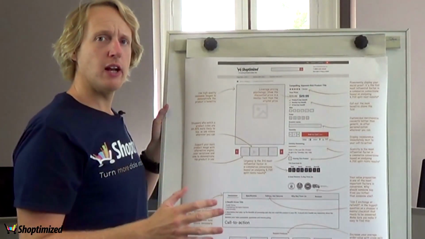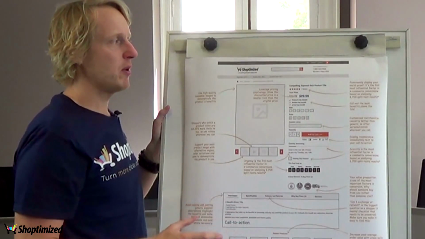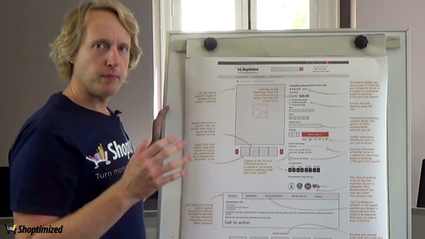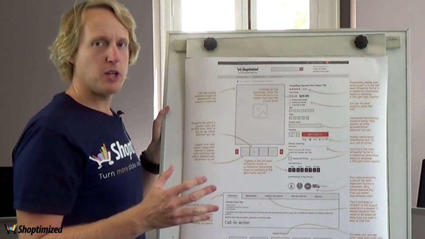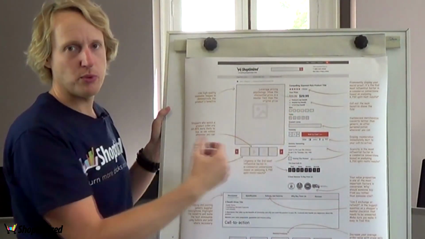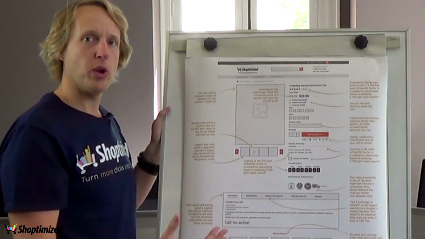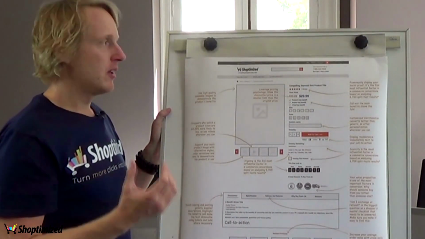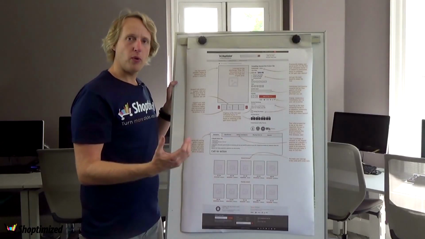And if you really, really don't want to have a phone number for whatever reason, then handle that objection. Say, where's our phone number? And then have a tooltip or something like that. Say, in order to bring you the lowest possible prices, we don't operate a call center.